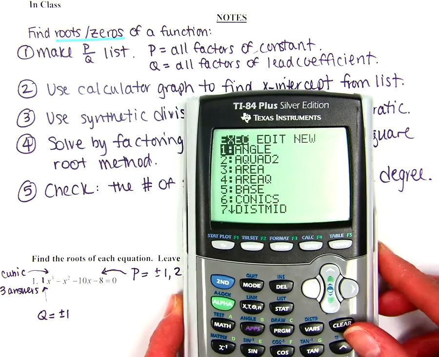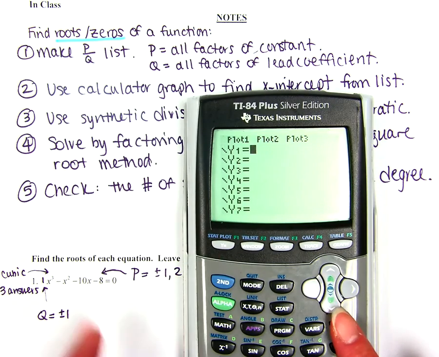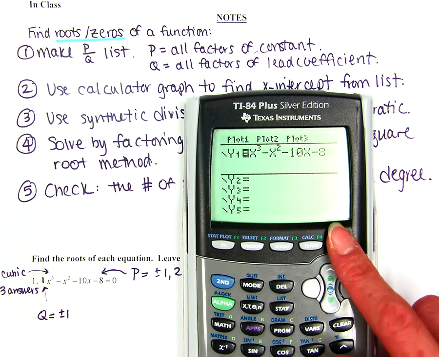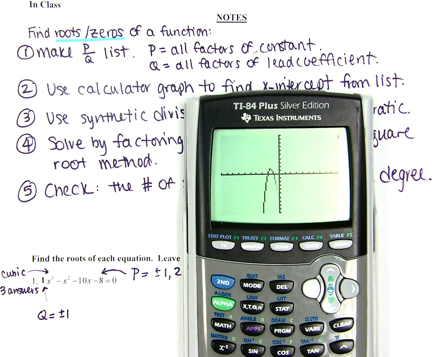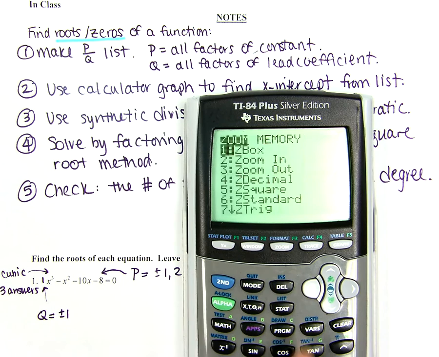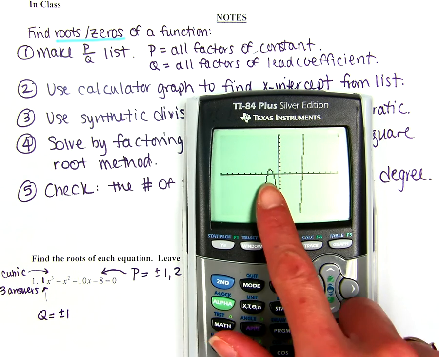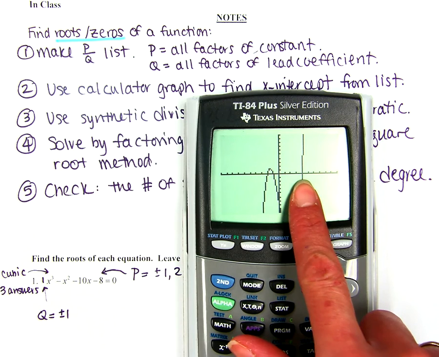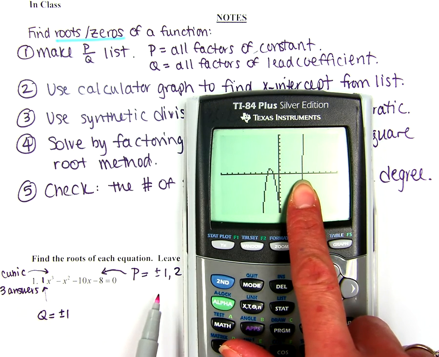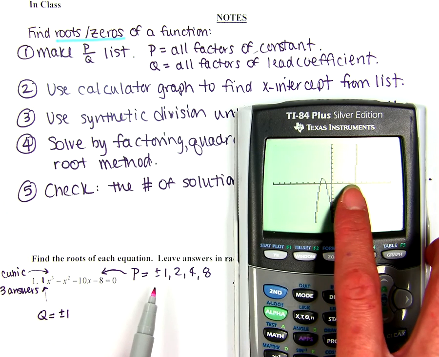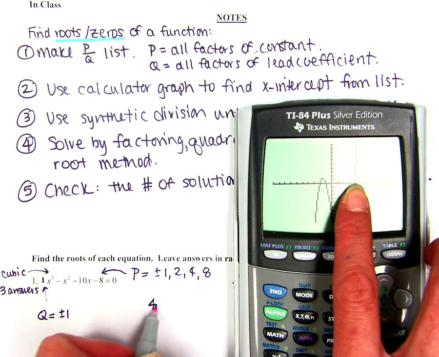Okay, so you're going to go to y equals, and you're going to type in your equation: x to the third minus x squared minus 10x minus 8. Okay, and I'm going to hit graph. If you don't get this graph, you're going to hit zoom 6. Okay, so I can see there's 1, 2, 3 solutions, and actually these should all be numbers on my list. Right, so I can count my tick marks, 1, 2, 3, 4. It looks like positive 4 is a solution.